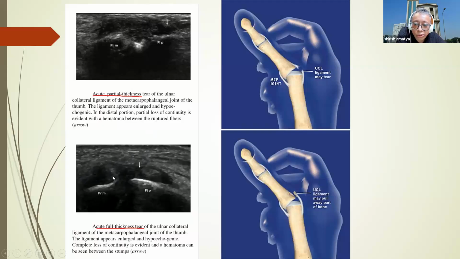You can easily see two stumps, and in between the two stumps of the ulnar collateral ligament, you can see the hypoechoic or anechoic area, that is the tear or effusion, full thickness tear or effusion of the ulnar collateral ligament. And this picture you have already seen, there is a tear as well as avulsion fracture of the ulnar collateral ligament. So these pictures are examples of the skier's thumb.